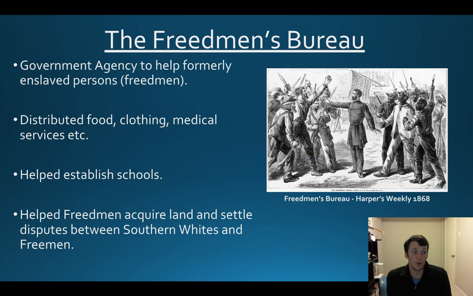We talked about the Freedmen's Bureau, which is this government agency to formally help these formerly enslaved people, right? They often distributed food, clothing, medical services. They helped establish schools to try to educate these people because education is super important for your status in life, right? They helped the freedmen acquire land and settle disputes with southern white farmers and things like that, and other freedmen if necessary, right? So I like this cartoon we looked at where you have this mob kind of looking to come after these freedmen. You have the blue-suited military official of the Freedmen's Bureau here trying to prevent them from going after them, right?